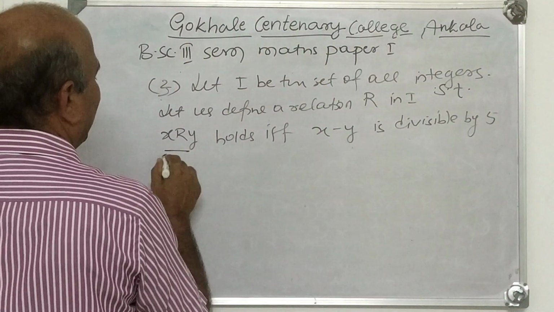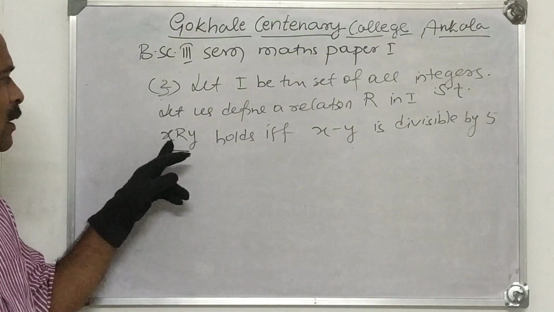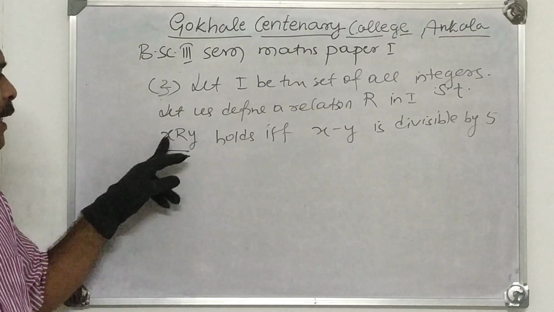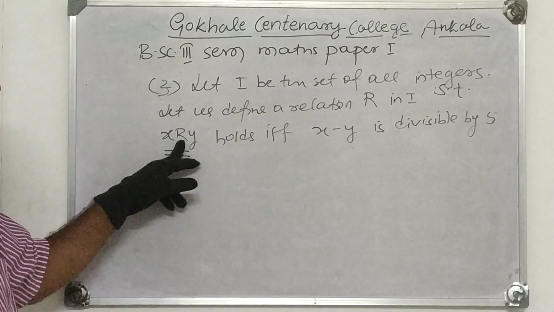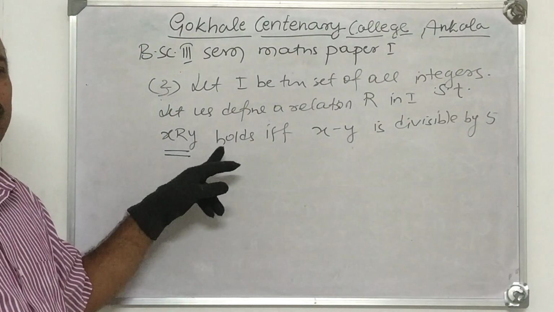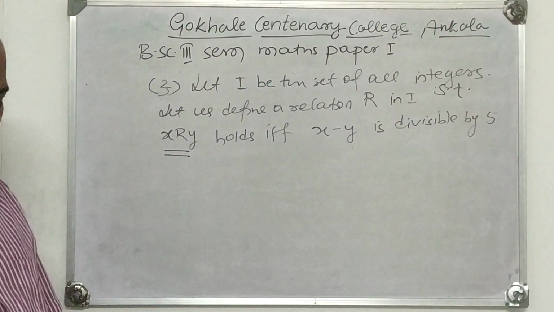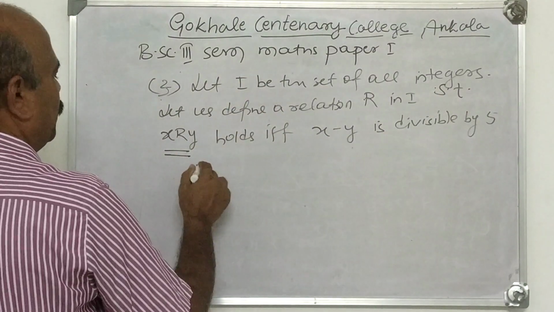x R y. What do you mean by another notation? Here is one more notation. x R y means x is related to y. x is related to y under the relation R, and R is defined like this: x and y are related if x minus y is divisible by 5. Now, verify whether it is an equivalence relation.